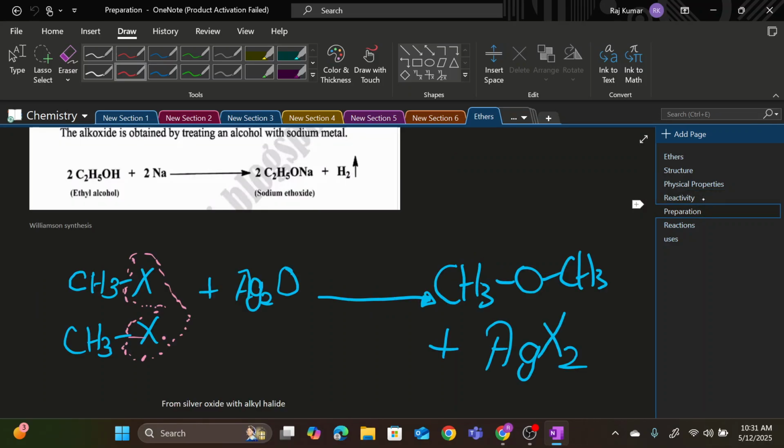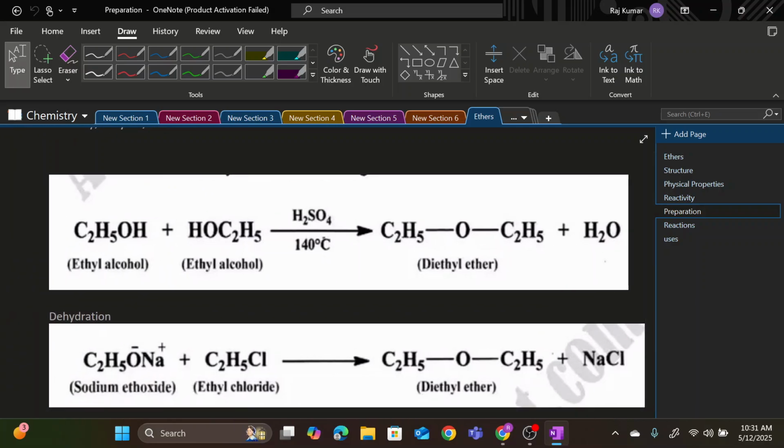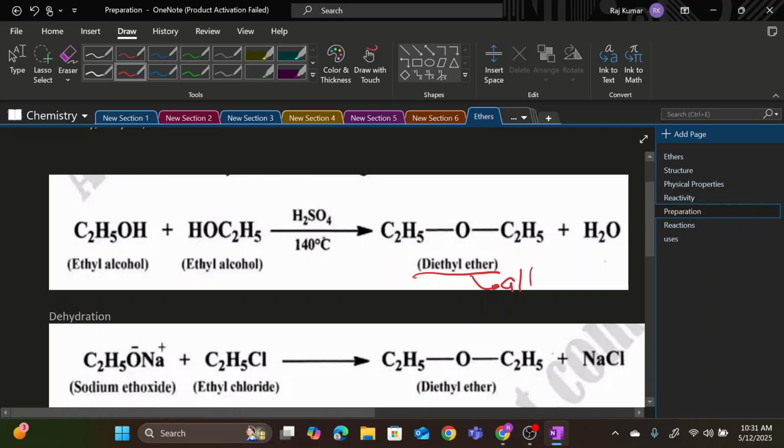Now let's move on to another part, which is its preparation. Ether can be prepared in three major ways. Number one way is the dehydration of alcohol. We have studied that dehydration of alcohol produces alkene. But whenever we perform dehydration of alcohol in excess of alcohol at a lower temperature of 140 centigrade with concentrated sulfuric acid catalyst, we get diethyl ether instead of alkene.